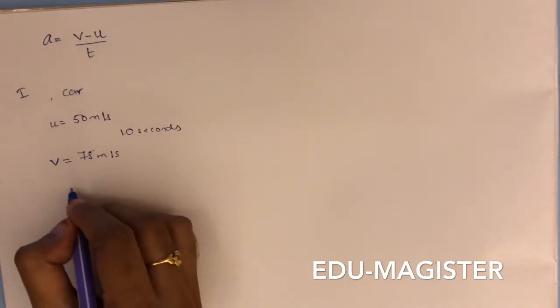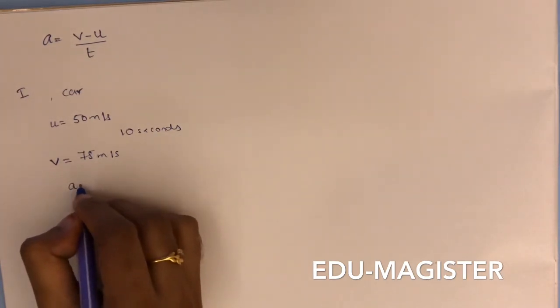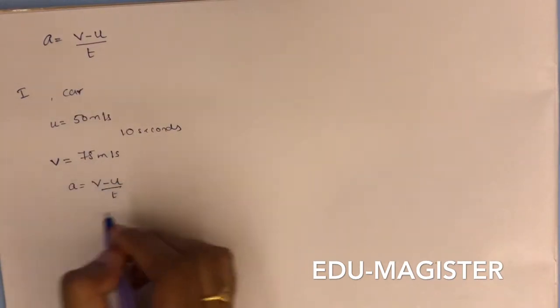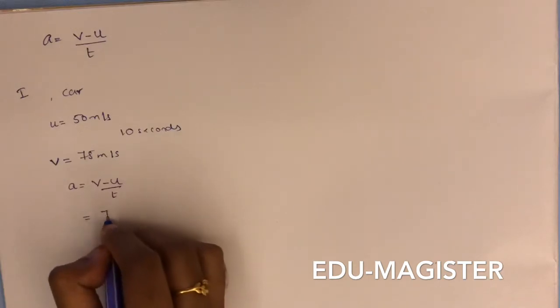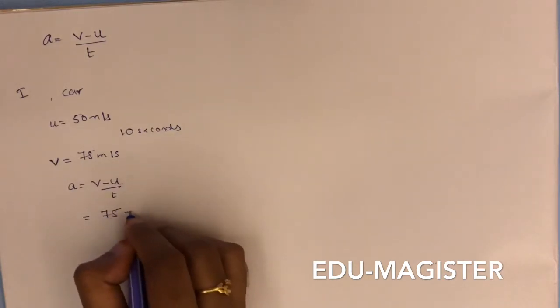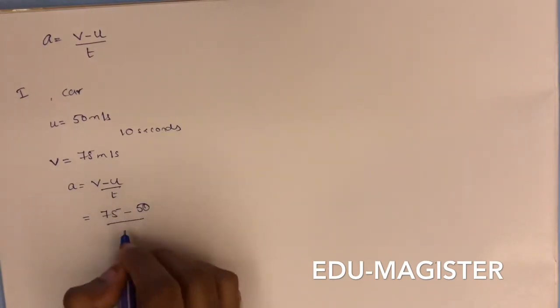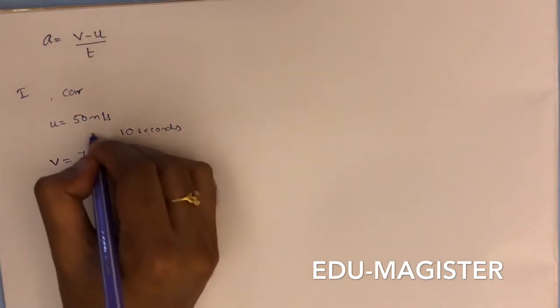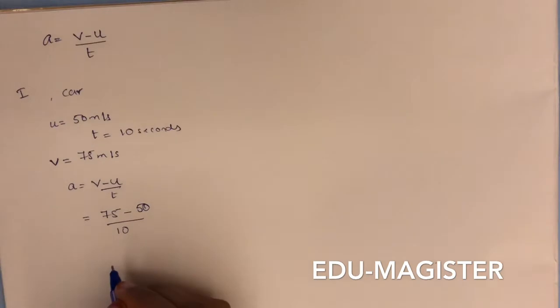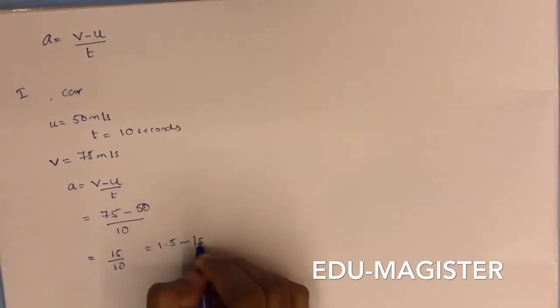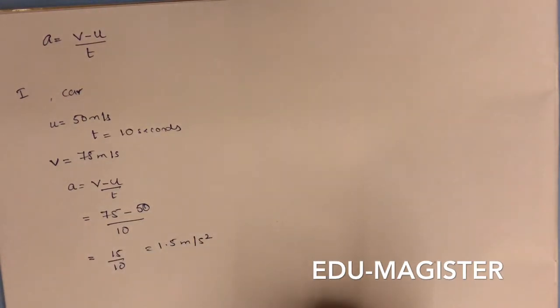In this case, acceleration of the car will be given by a is equal to v minus u by t, that is, final velocity 75 minus initial velocity 50, by time t equal to 10 seconds. Here the answer will be 15 by 10, that is 1.5 meters per second square.